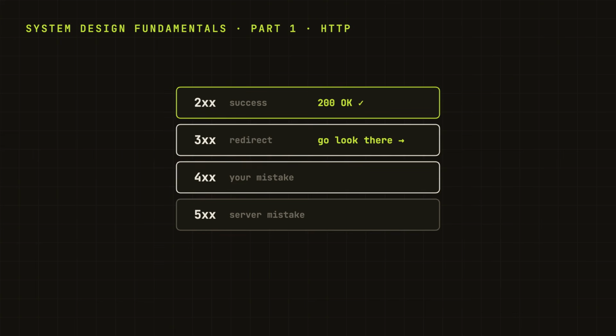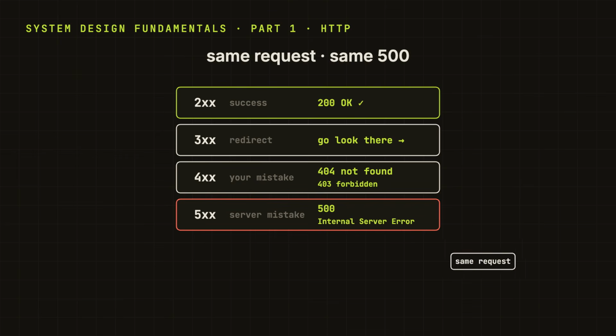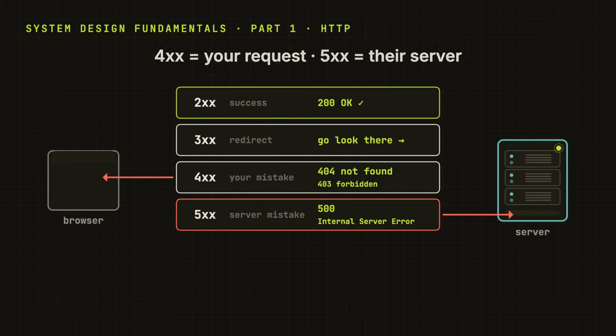The 400s mean you made a mistake. Like 404 not found, the page does not exist, or 403 forbidden, you are not allowed. And the 500s mean the server made a mistake, like 500 internal server error, something broke on their side. So 400s are your fault, 500s are their fault. That single line is worth a lot in an interview.